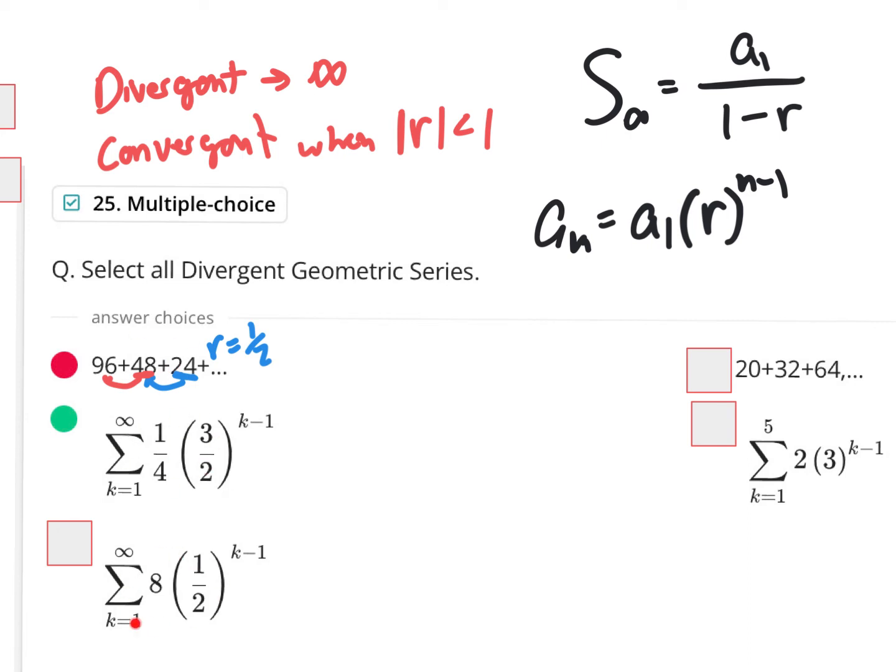How about this guy over here? Is this convergent or divergent? Or actually, forget convergent or divergent. Let's just answer the question. Is this divergent? No, it's not, because the r is less than 1. That's convergent. So don't pick that one.